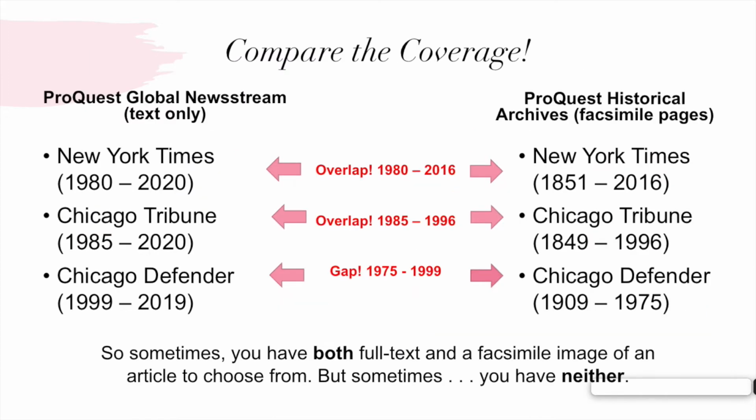In some cases, you have access to both the image of the article and the text of the article. The New York Times has 37 years of overlap between the global news stream and the Times historical archives, and more is being added to the archives and, of course, also to the global news stream all the time. For the Tribune, we have 12 years of overlap, and that too is growing. For the Chicago Defender, we currently lack any digital coverage for the years between 1975 and 1999, but we are hoping to correct that at some point in the future.